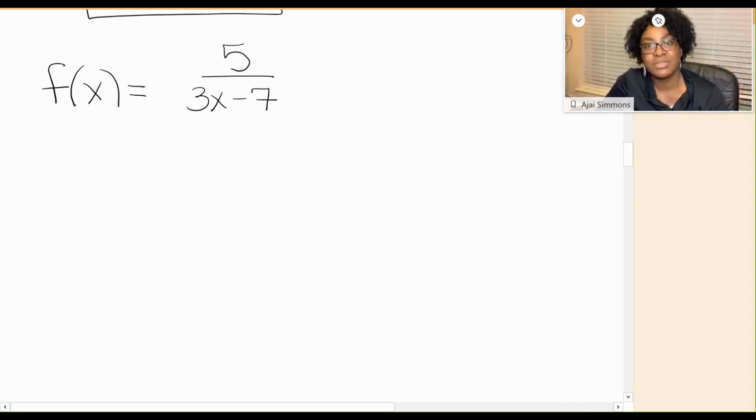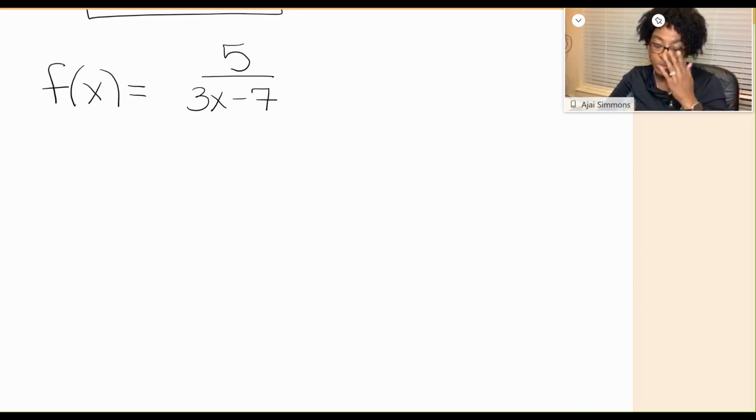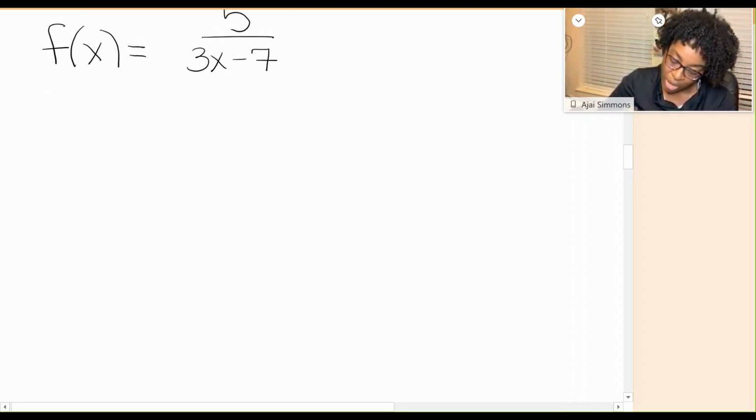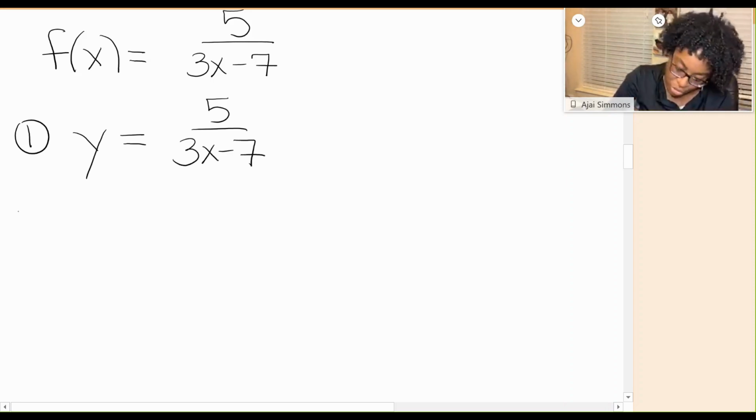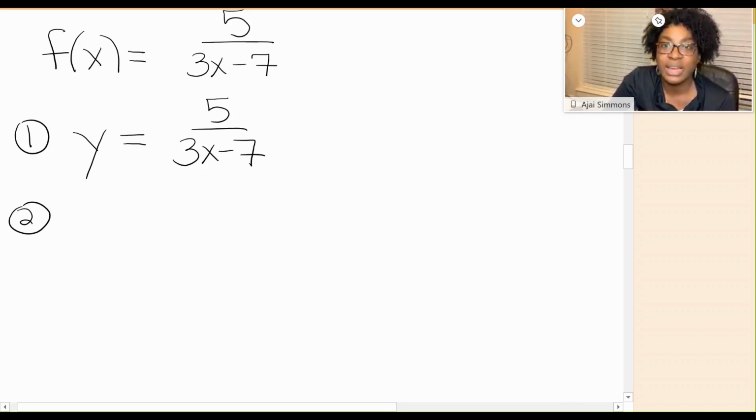I'm making up stuff off the top of my head. Yeah, I'll do this example and then I'll do one more that has two x's in it, because you need to see the difference between those two. So step 1, replace f of x with a y. Step 2, switch the x and y.